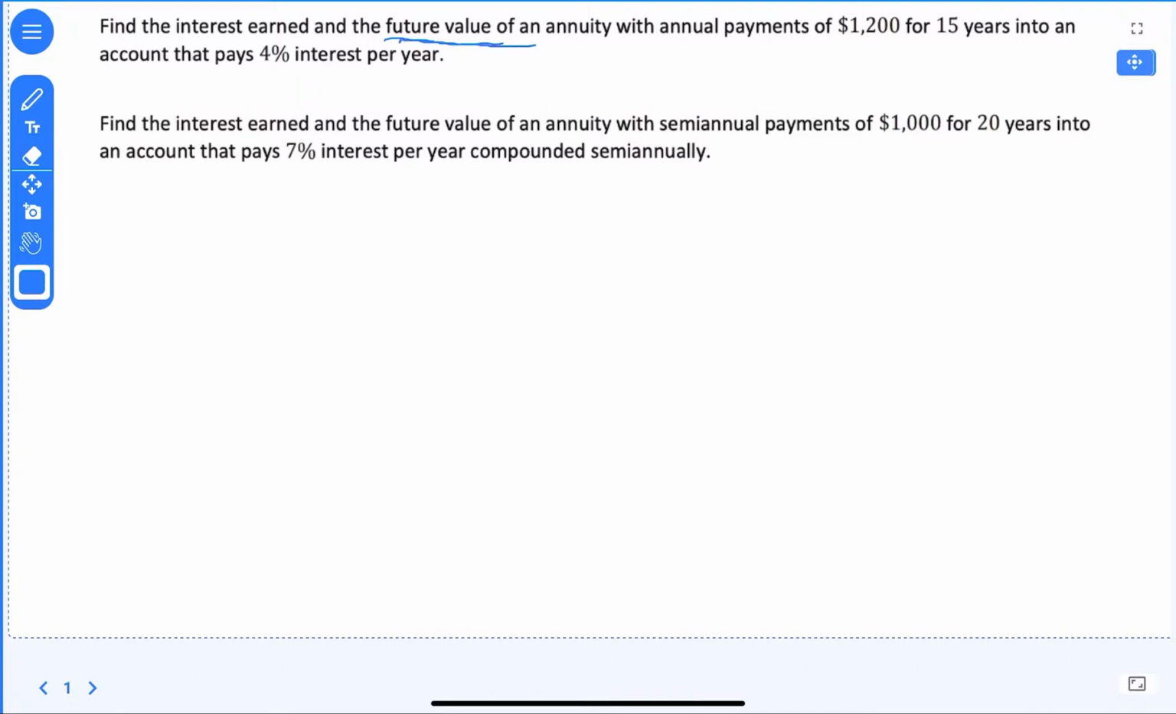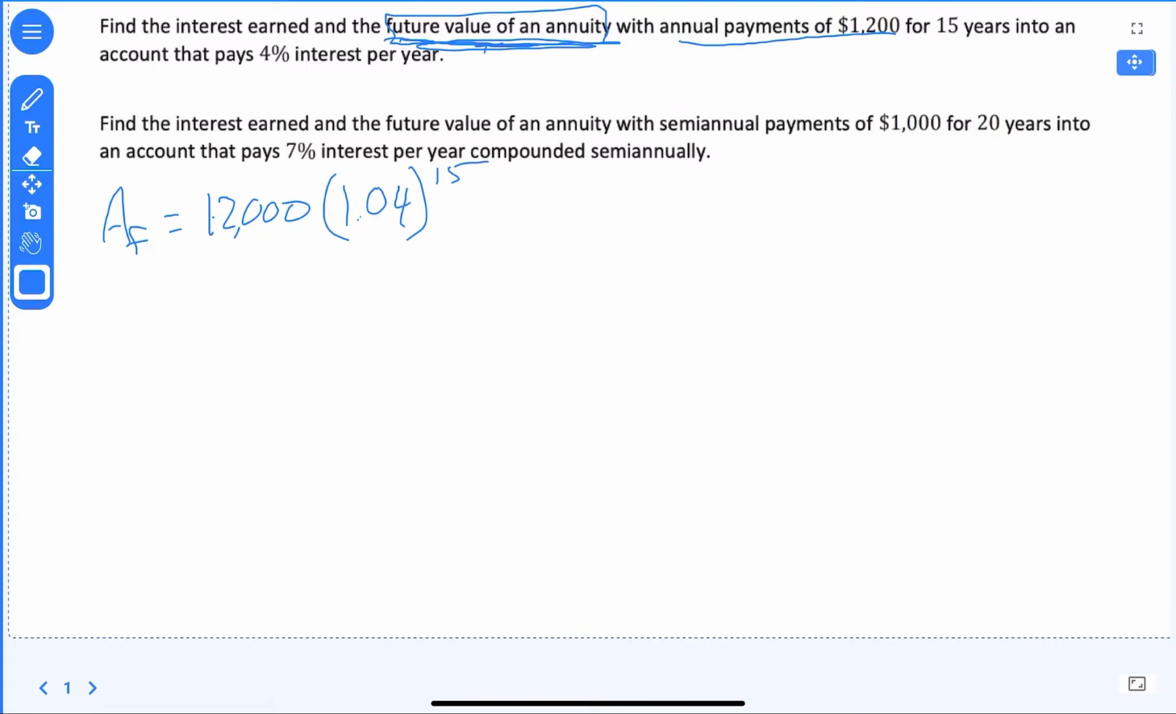You're looking for the future annuity value of an annual payment of $1,200. So you're looking for AF. I'm going to say AF is equal to $1,200. And what was the percentage of that? Oh, 4. So 1.04 for 15 years.